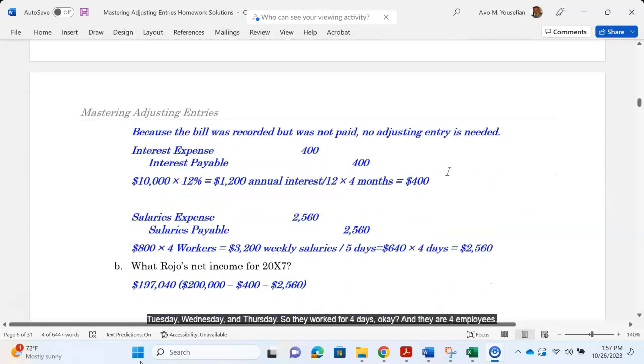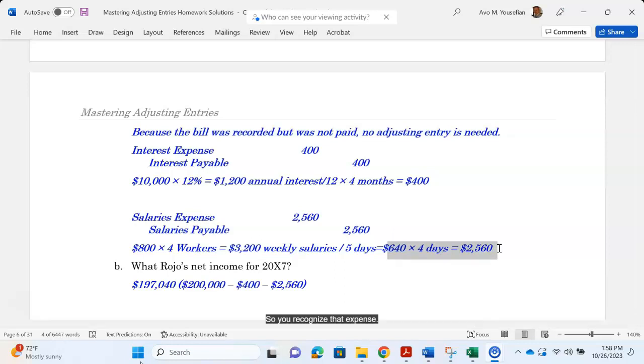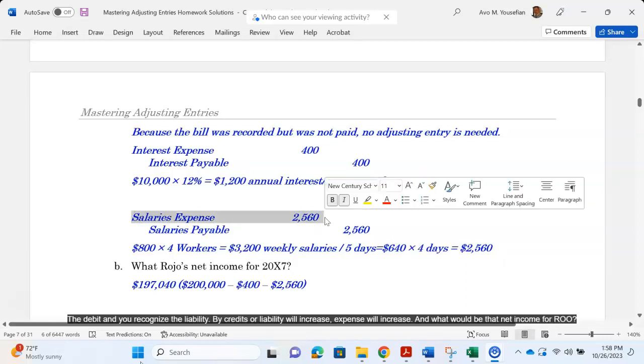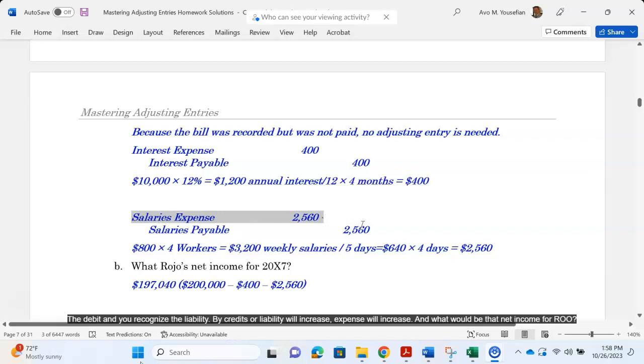And there are 4 employees. So 4 employees times $800, that's $3,200 weekly salary, right? $3,200 weekly salary divided by 5 days, it is $640 a day salary. 4 days has been accrued, okay? That's $2,560 of salary expense accrued. So you recognize that expense, the debit, and you recognize the liability by credit. So liability will increase, expense will increase.